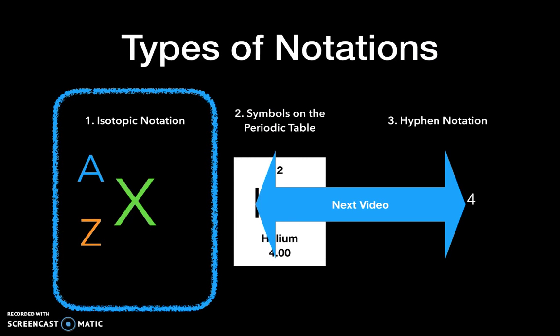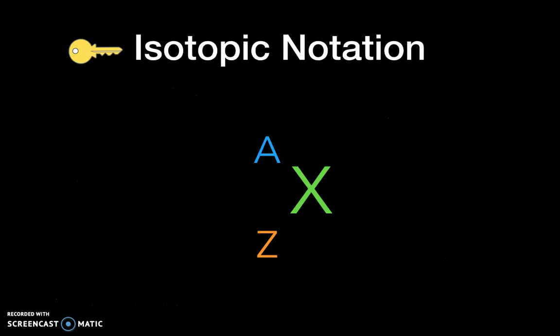There are 3 types of notations that scientists use and talk about a lot. This video is only going to focus on the first type, isotopic notation. So what is isotopic notation? Isotopic notation is written in this form, where you can see that the A and the Z are on the left side of the X. The X is going to be our atomic symbol.